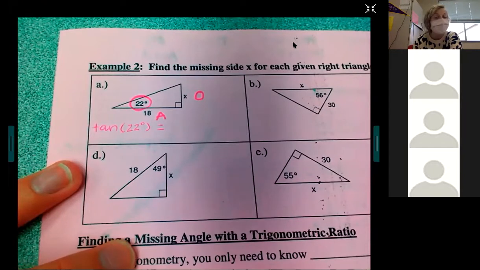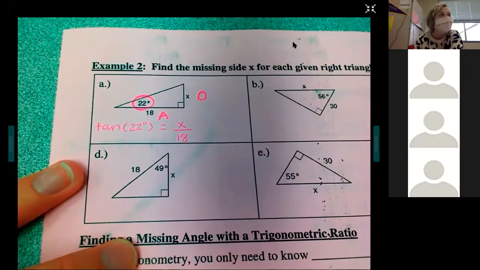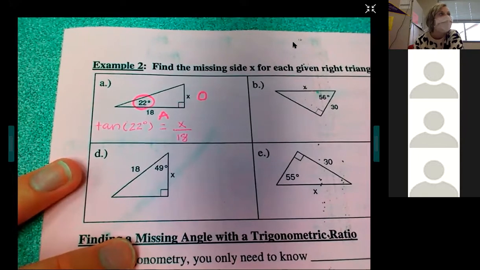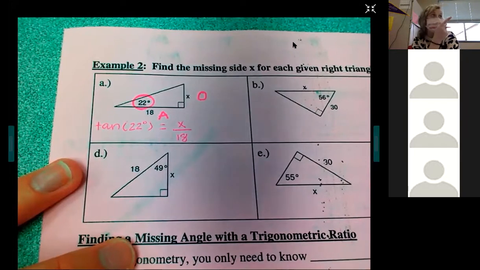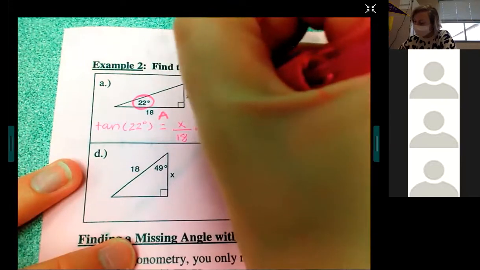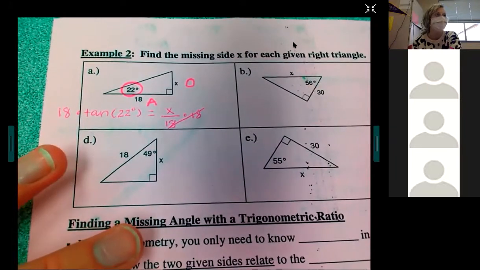equals, and then what's my ratio? X over 18, opposite over adjacent. So what are we trying to find? X. How do you get the X by itself? Multiply by 18. If you multiply the 18 over to the other side, that'll tell you what X should be. That's all you're doing. Are we okay?